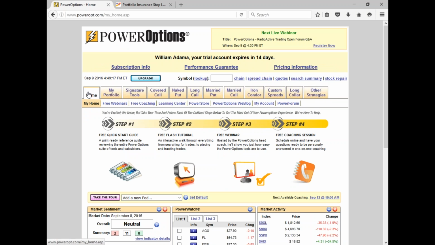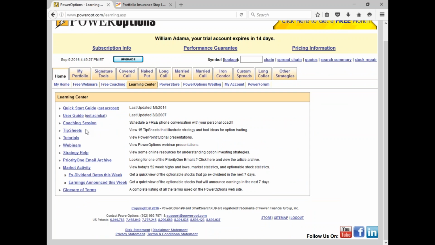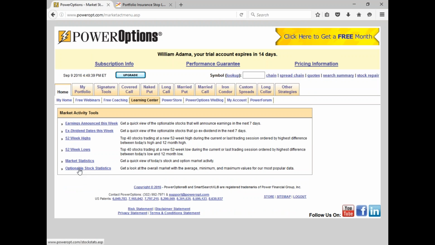Okay, well, on PowerOptions, underneath the Home tab, if you go to the Learning Center, you have a listing of various things here as well. And there are different tabs here for market activity, ex-dividends this week and earnings announced this week. But if I go to market activity, in this menu here we have market statistics, so you get a quick view of today's stock and option market activity. You can see which options have the highest volume and which stocks were the highest traded and so forth. But we want to look at optionable stock statistics.